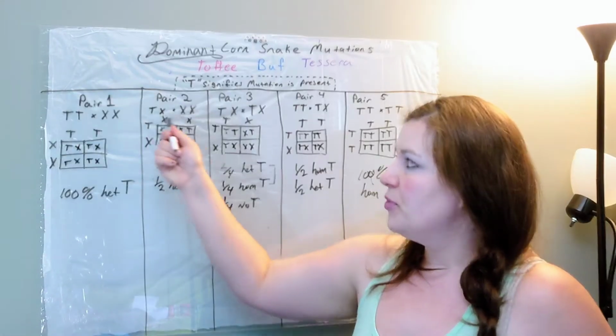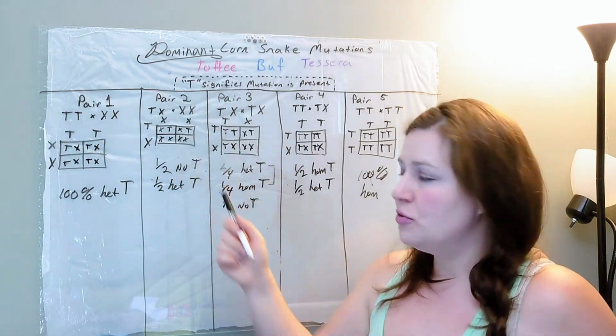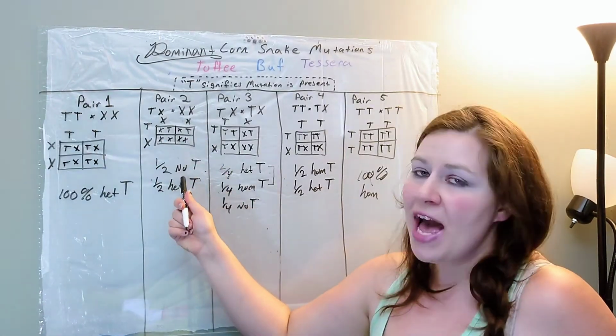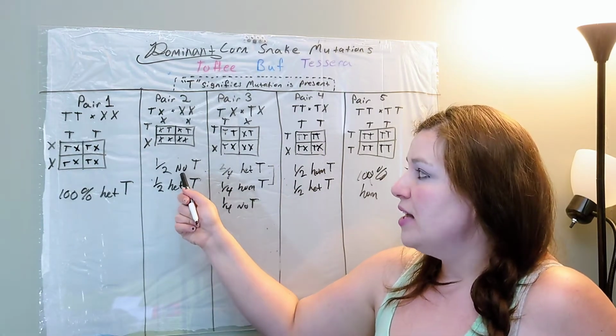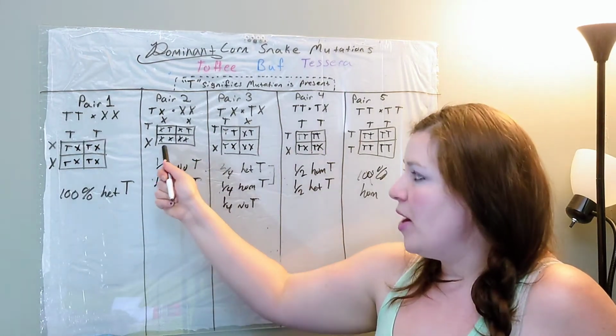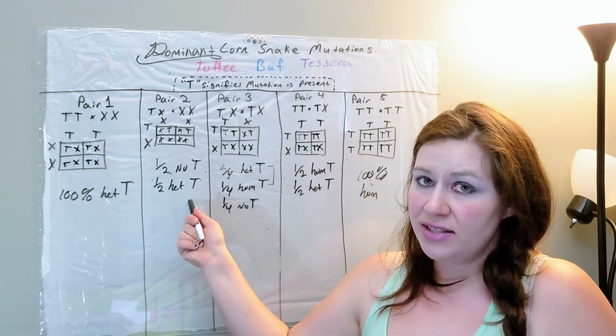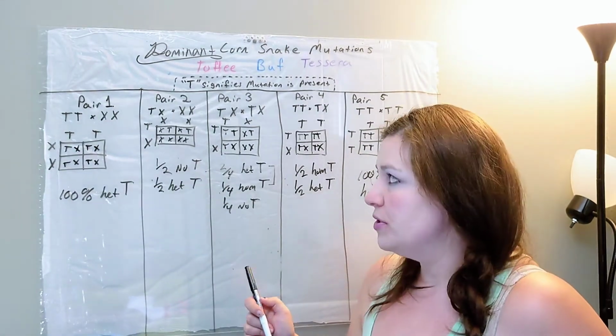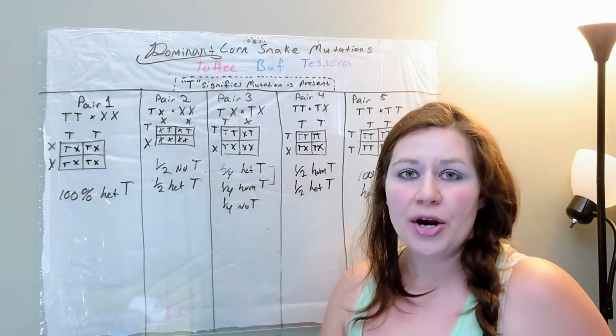So we're going to breed a het tessera to a non-visual tessera. And as you can see by going through the Punnett square, we have half that are not tessera at all on the bottom here, and then half that are het tessera. So remember, these het tesseras are going to be visuals, and half of them are not going to have tessera at all.